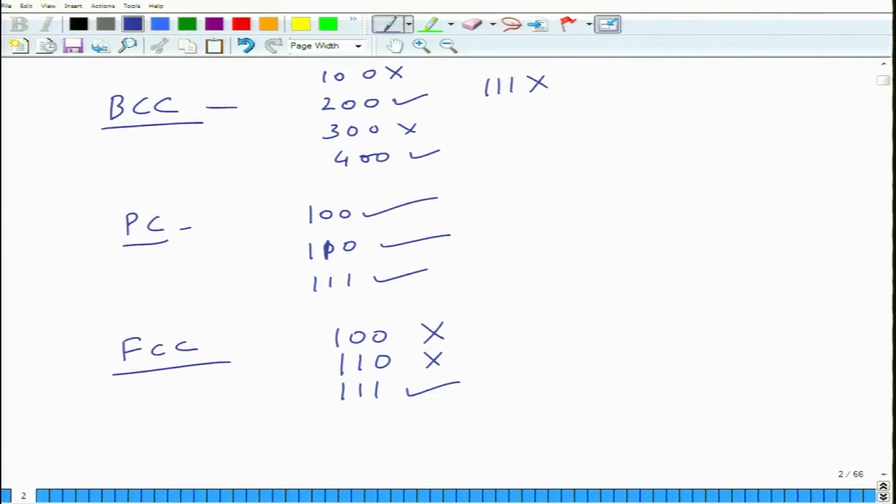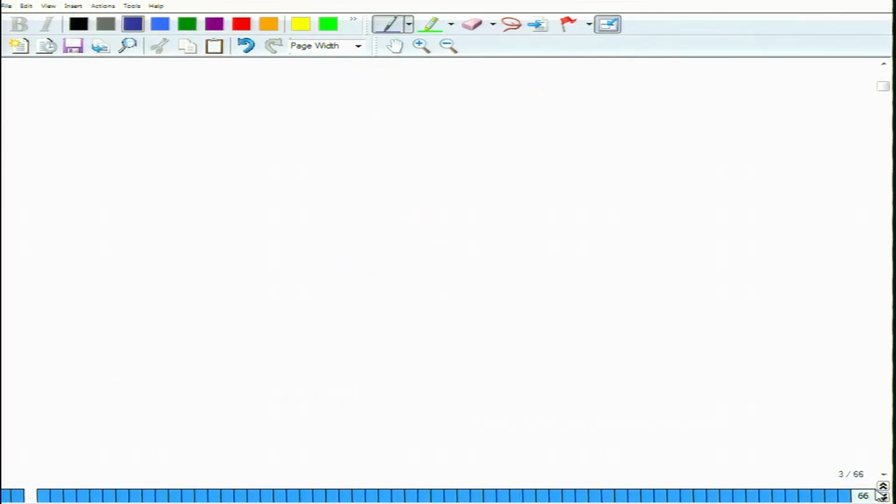So, we will find first what is the condition for diffraction from various crystals, and then we will examine an X-ray diffraction pattern to find out the type of the crystal. So, when the X-ray enters a crystal, it undergoes diffraction. Let me draw a geometry here.